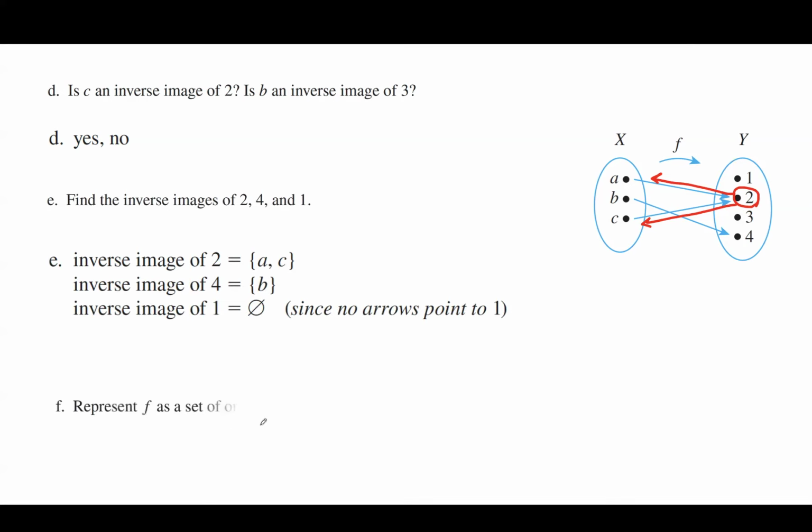Let us represent the function as a set of ordered pairs. In that case, f, the function, can be represented as (A, 2), (B, 4), and (C, 2). This is a set of ordered pairs representing this function in set notation.